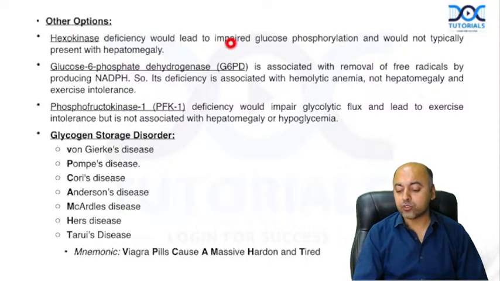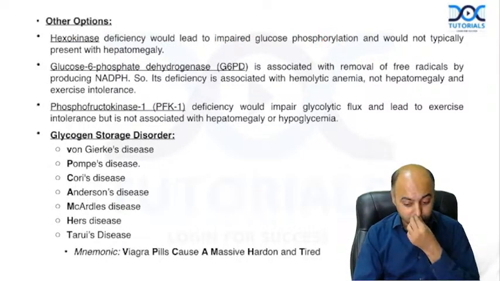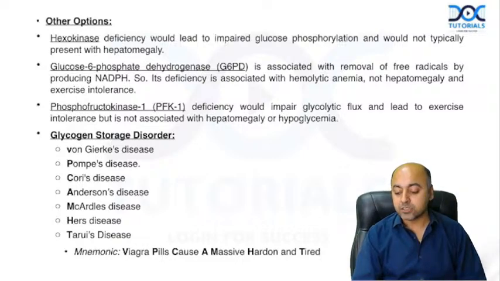Hexokinase deficiency would lead to impaired glucose phosphorylation and would not present with hepatomegaly. G6PD is associated with removal of free radicals, and it's associated with hemolytic anemia. PFK1 deficiency would lead to exercise intolerance, but is not associated with hypoglycemia or hepatomegaly. If you look at the glycogen storage disorders, you can think about type 1, type 2, type 3, type 4, type 5, type 6, and something known as type 7. Tarui is type 7.